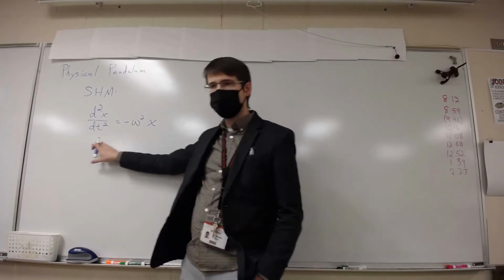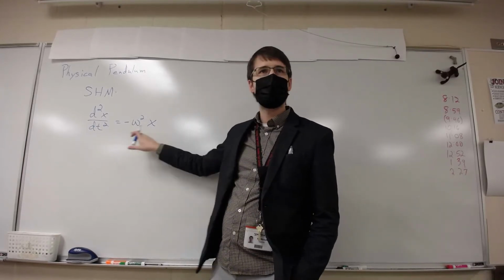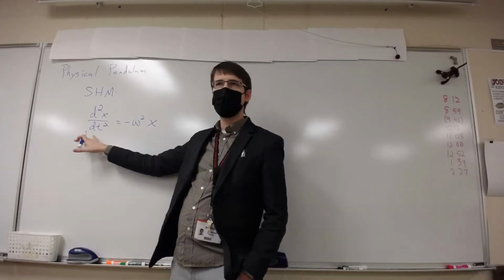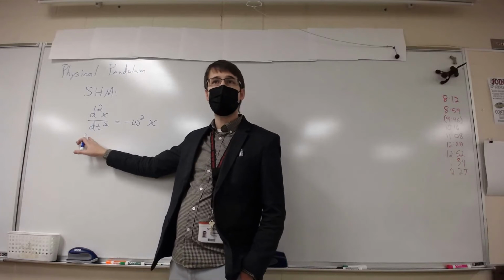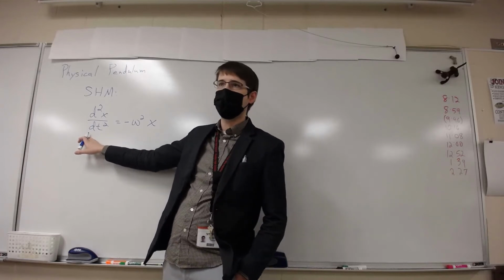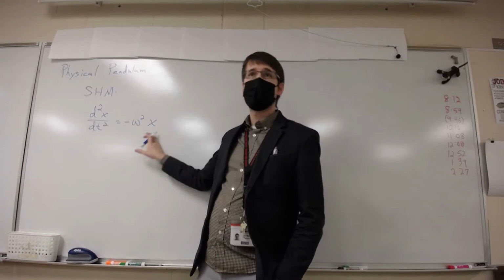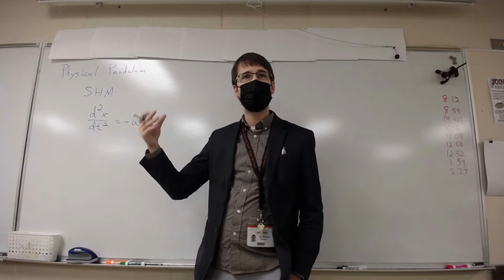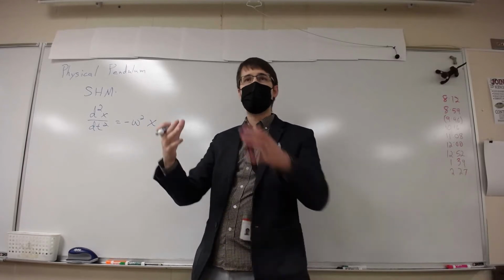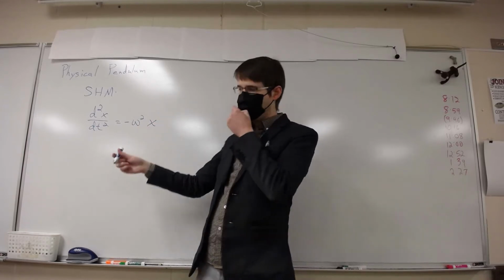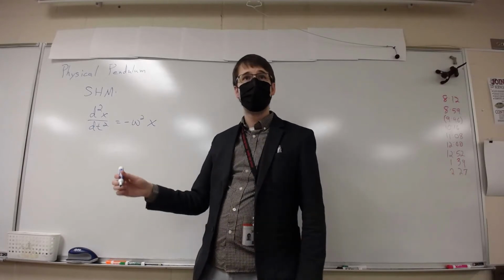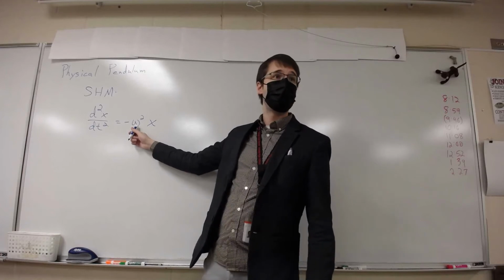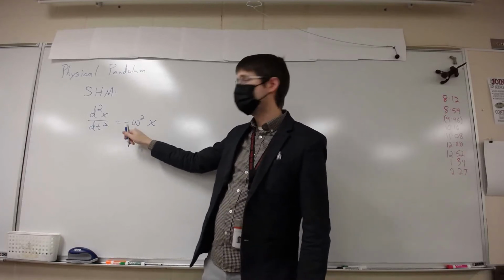And so if we can ever get something to look like this, whether it's x or any other variable, if the second derivative of some variable with respect to time is equal to that same variable times a negative constant, then we know whatever that constant is, it's omega squared. And so if we can manipulate the equations to get something that looks like this, we know that it's simple harmonic motion, and we can figure out what the frequency or the period of the motion is based on that constant.